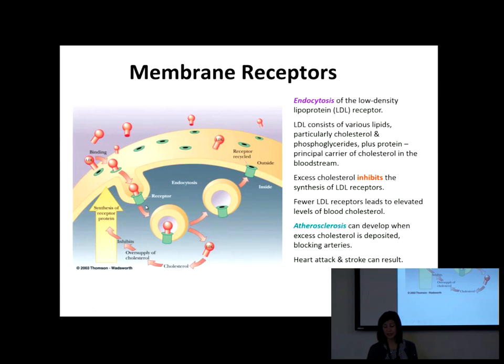But LDL, you still need it because it's going to provide cholesterol, which is a very important part of your cell. We need cholesterol, all right? Don't go on a no cholesterol diet because then you're not going to make vitamin D by going out in the sun. You're not going to have it for your cell membranes. You need to eat those eggs.